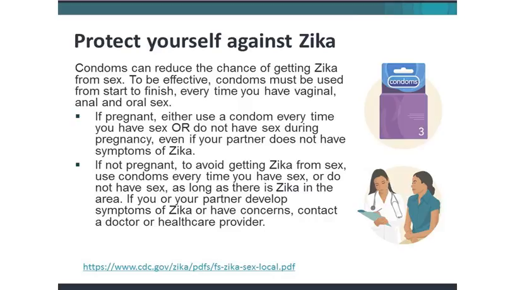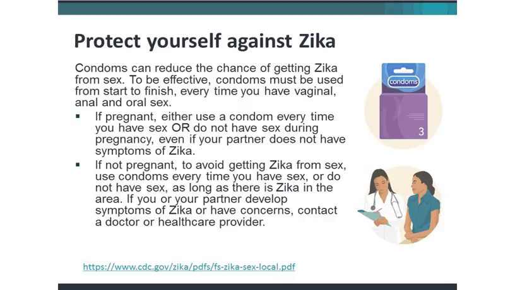And then if not pregnant, to avoid getting Zika from sex, we also recommend the use of condoms every time you have sex, or to abstain as long as there's Zika in the area. And if you or your partner develop symptoms of Zika or have concerns, we recommend that you contact your healthcare provider right away for that. And there's more details on all of this, again, at our website.